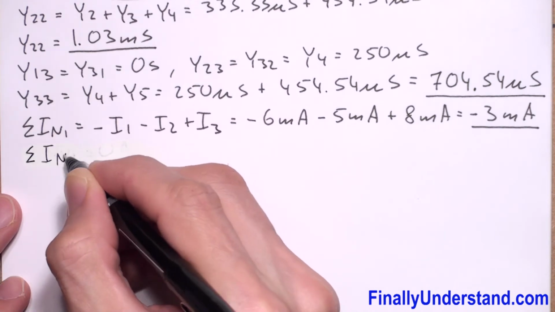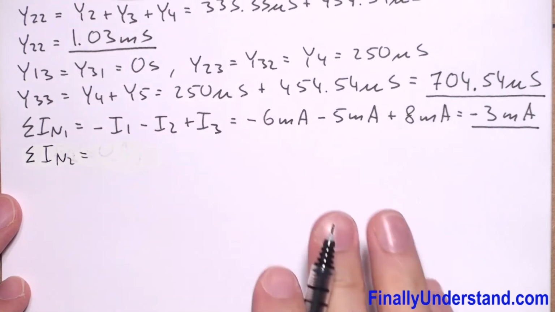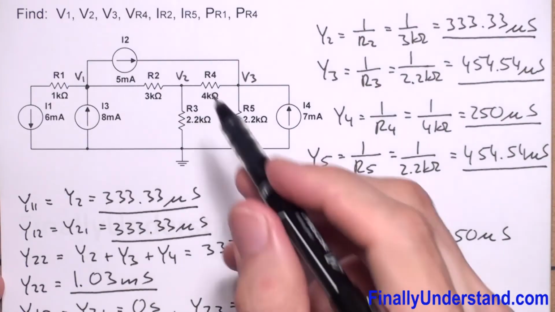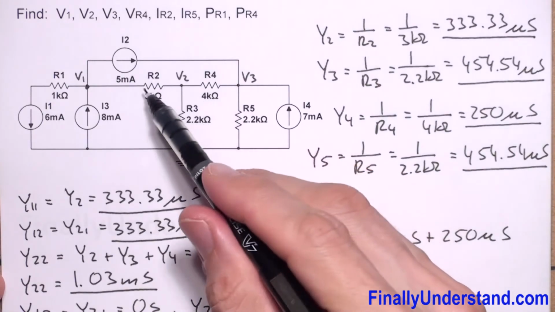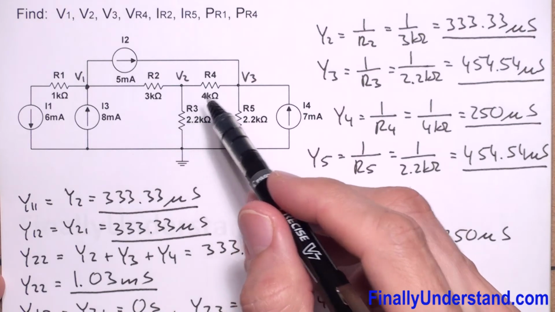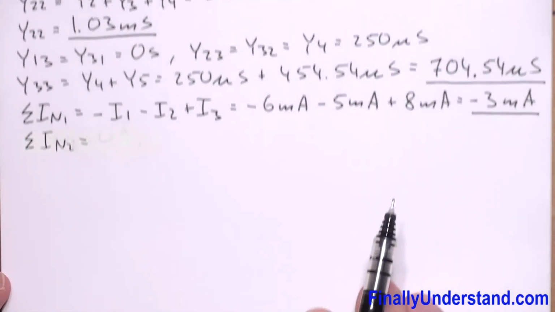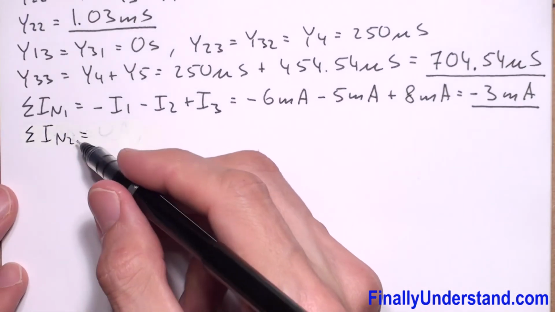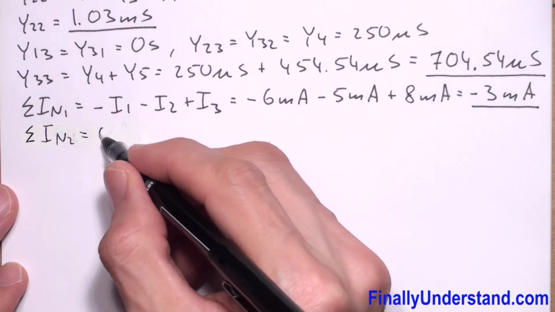Next we're supposed to find the sum of the currents at node 2. Please notice that node 2 is not connected directly to any current source. That's why I'm going to say that the sum of the currents at node 2 is equal to 0 amps.